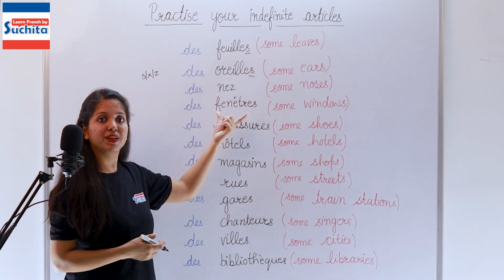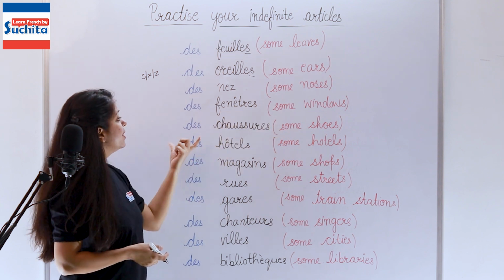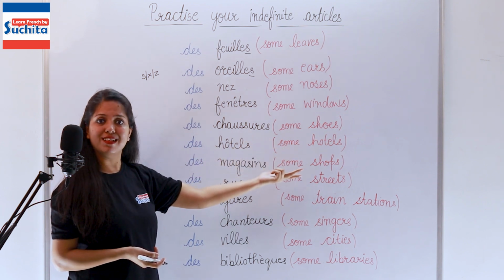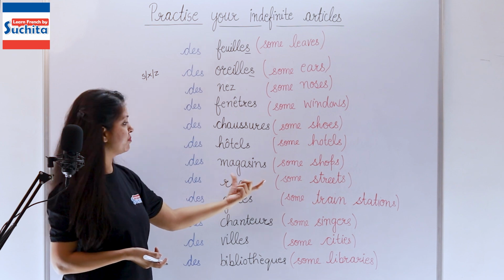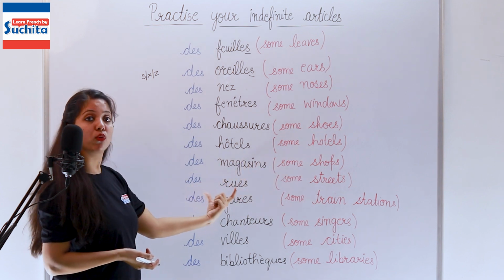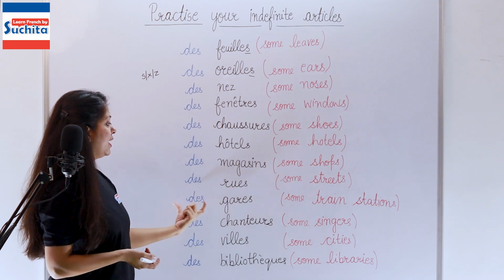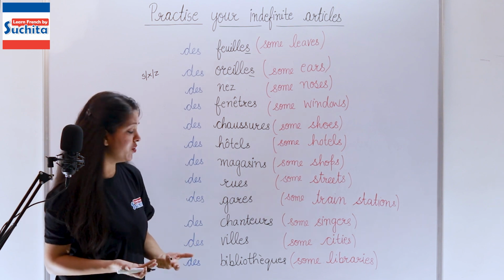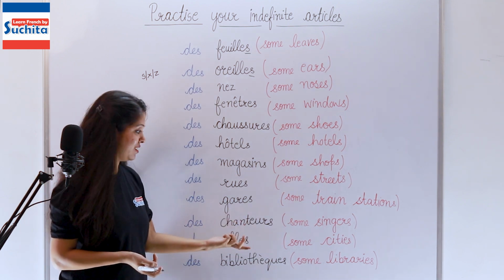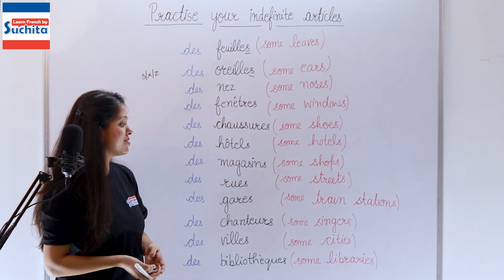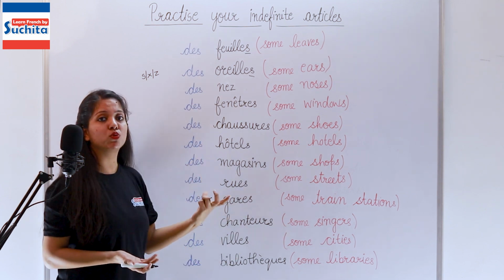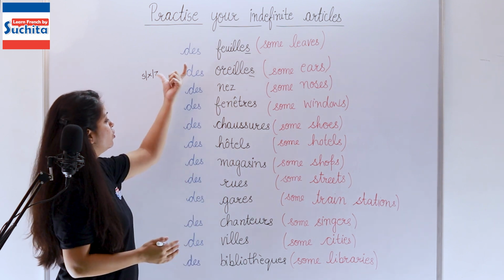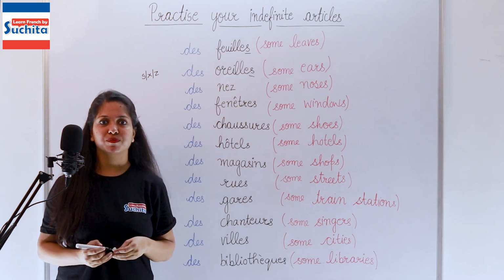Des fenêtres, some windows. Des chaussures, some shoes. Des hôtels, some hotels. Des magasins, some shops. Des rues, some streets. Des gares, some train stations. Des chanteurs, some singers. Des villes, some cities, and then you have des bibliothèques, which means some libraries. So if it is plural, do not look at anything, masculine, feminine, exception, nothing has to be looked at. You just have to put des blindly in that case.